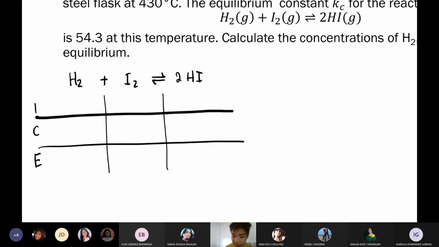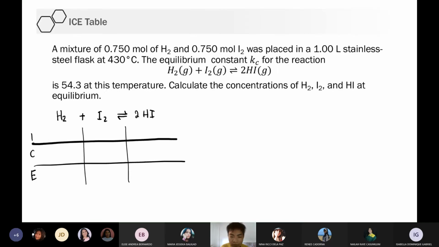Okay? So, necessary to. You cannot skip this part, no? Kung tinatamad kayo gumawa ng table, wala tayong magagawa, no? Necessary kasi yan. Okay? So, you're going to construct your ICE table, and we already have that on the left side of the slide, no? So, lagay natin yung info about the initial concentrations nila.